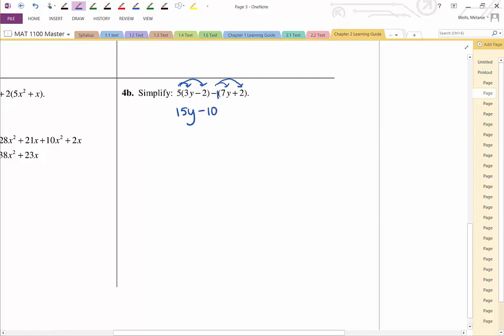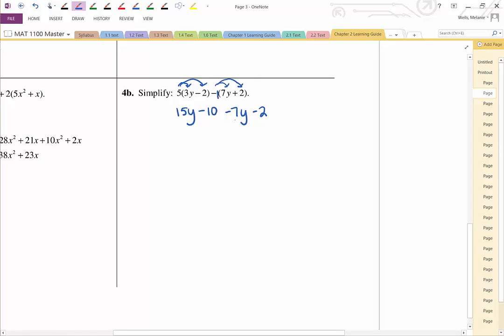And then we'll multiply again, distributing the -1 to both of those parentheses. So -1 times 7y would be a -7y. And then -1 times a +2 would be -2. Add from the left to the right, add or subtract. And we'll look at only the like terms here. We can actually regroup them.